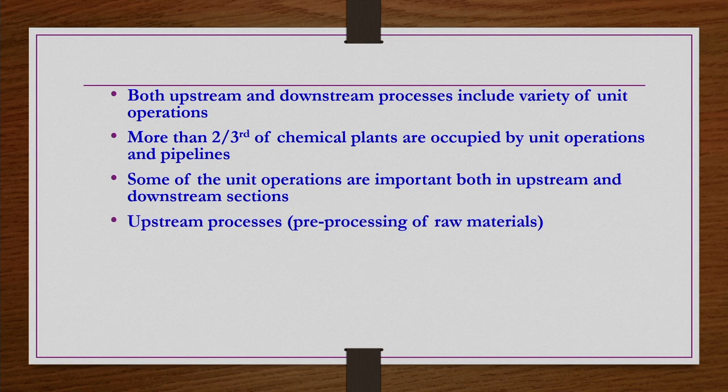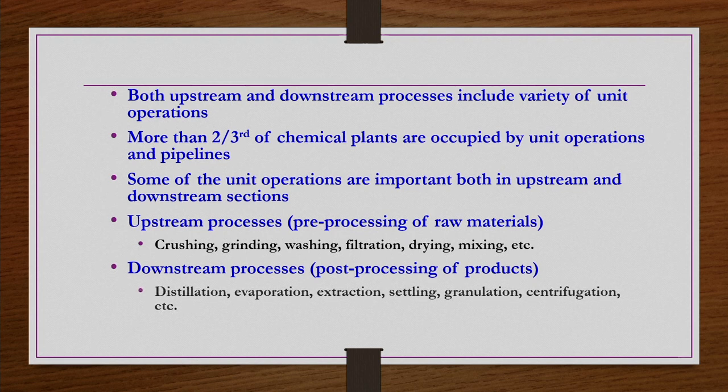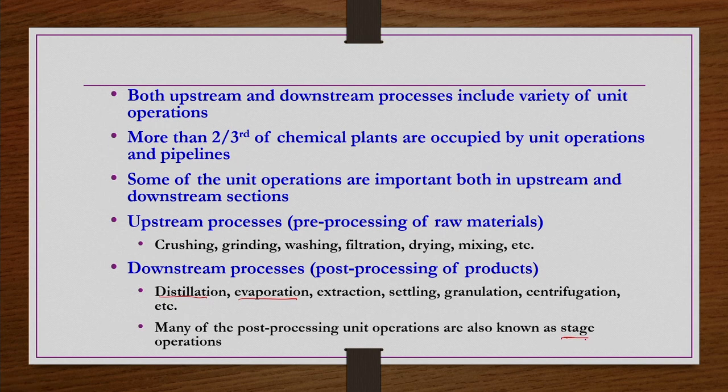Upstream processes are nothing but pre-processing of raw materials. Some examples: crushing, grinding, washing, filtration, drying, mixing, etc. Downstream processes are post-processing of products, like distillation, evaporation, extraction, settling, granulation, centrifugation, etc. And some of these downstream processes like distillation, evaporation, etc. are also known as stage operations.